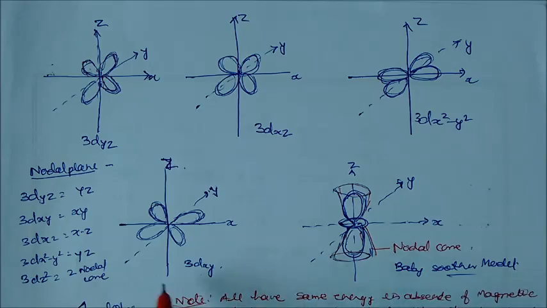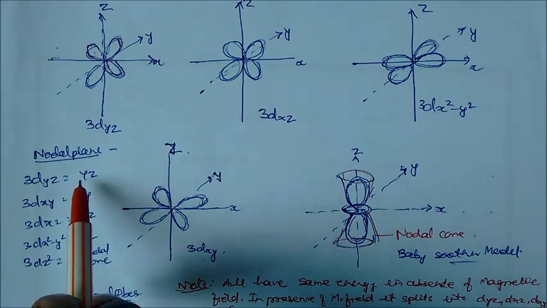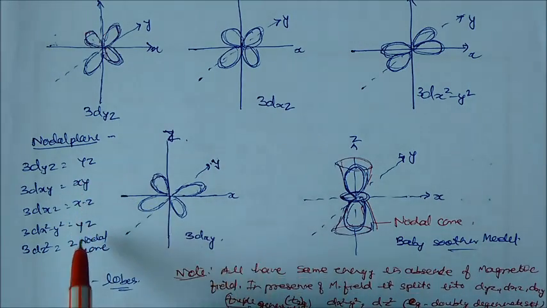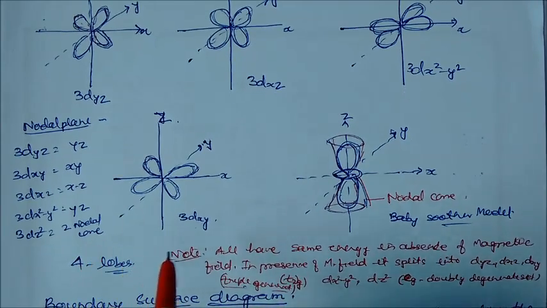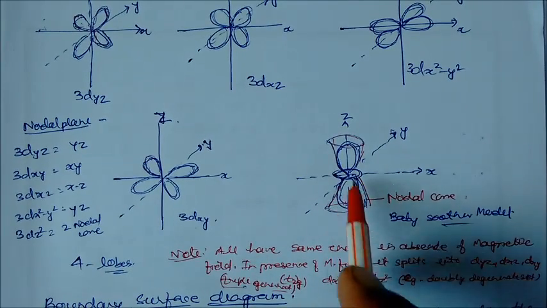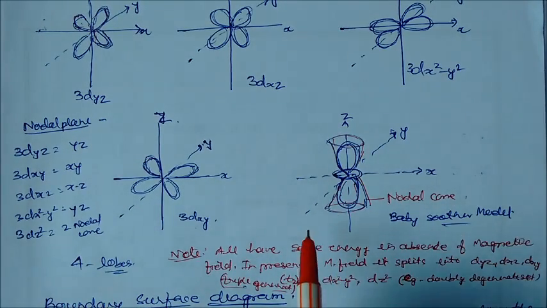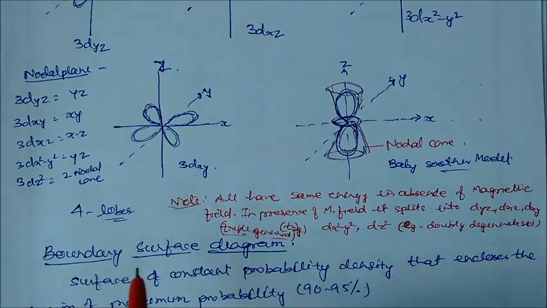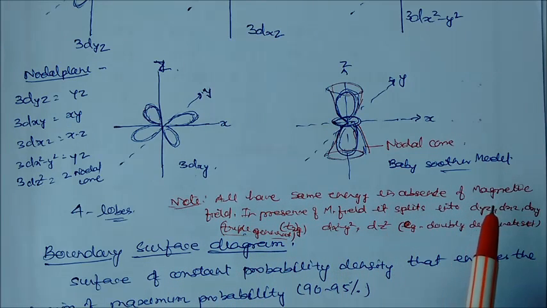In all these we have two nodal planes. One is the xy plane, one is the yz plane, one is the xz plane. So everywhere there will be two nodal planes. And in dz square we don't have nodal planes. Instead of nodal planes we have nodal cones. There are two nodal cones, just as two nodal planes, so two nodes will be there. Keep in mind these questions are often asked. It has 4 lobes, and again not all have the same energy in the absence of a magnetic field.